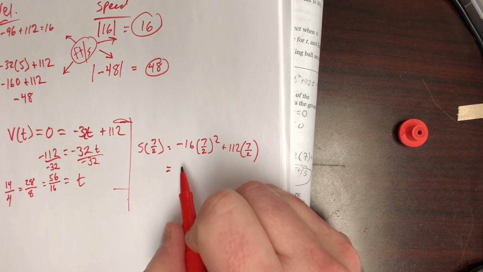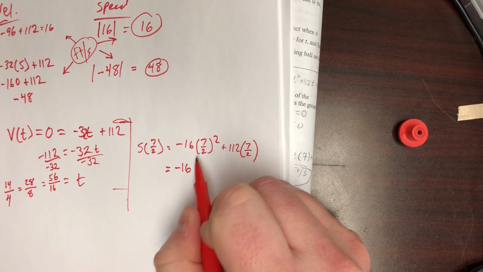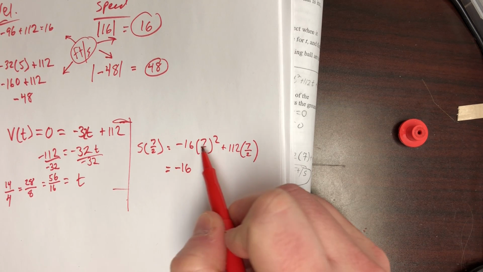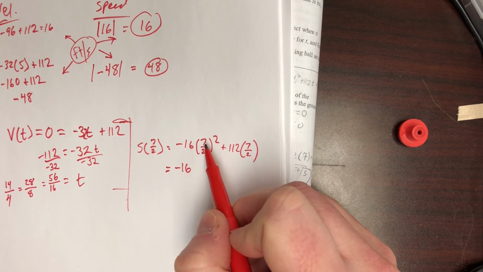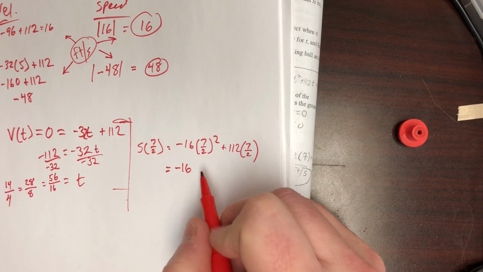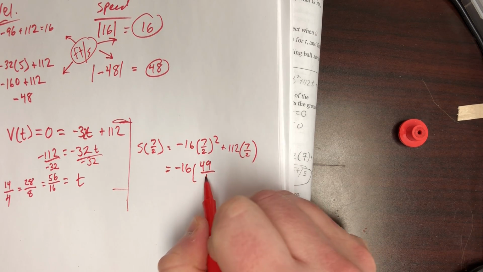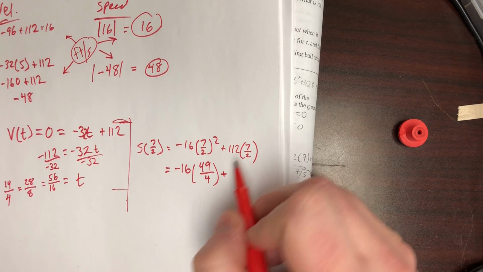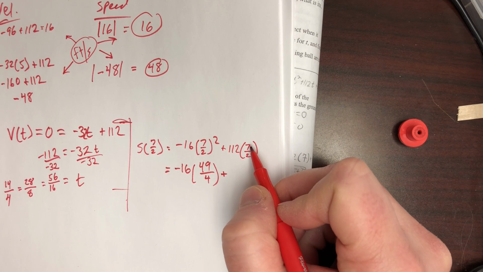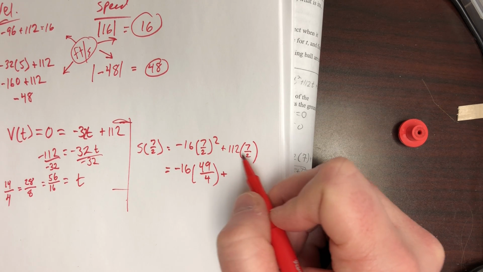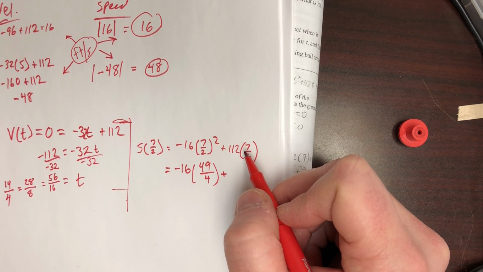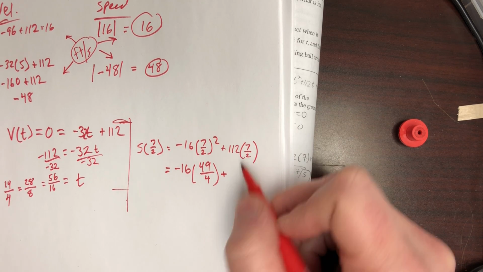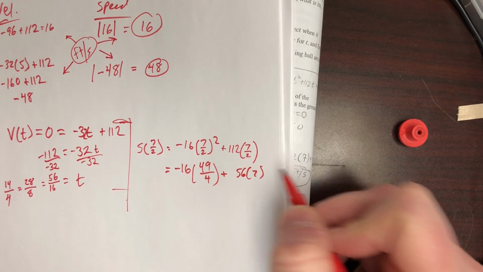So I have negative 16 times, so I have to do PEMDAS. I have to be careful. I do this exponent before I do the 16 times the 7 over 2. So when I square this, I'm doing 7 over 2 times 7 over 2, and I get 49 over 4. I'm going to clean this up in the meantime. Let's see. So 112 times 7 over 2. I can divide by 2, then multiply by 7. So if I divide by 2, that's 56. I figured that out earlier. So it's 56 times 7.